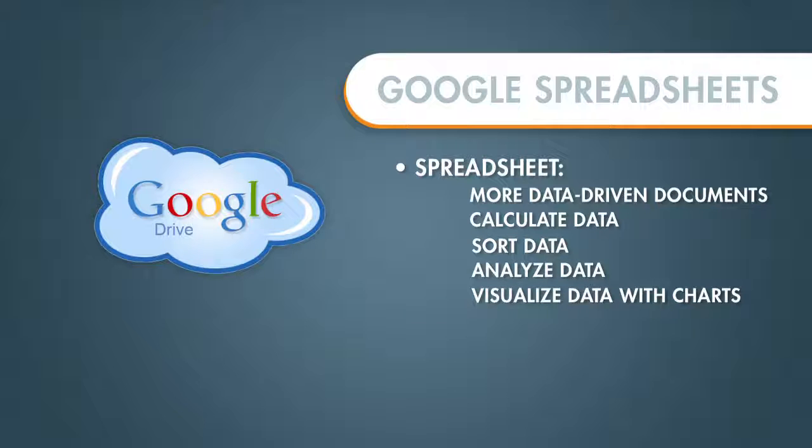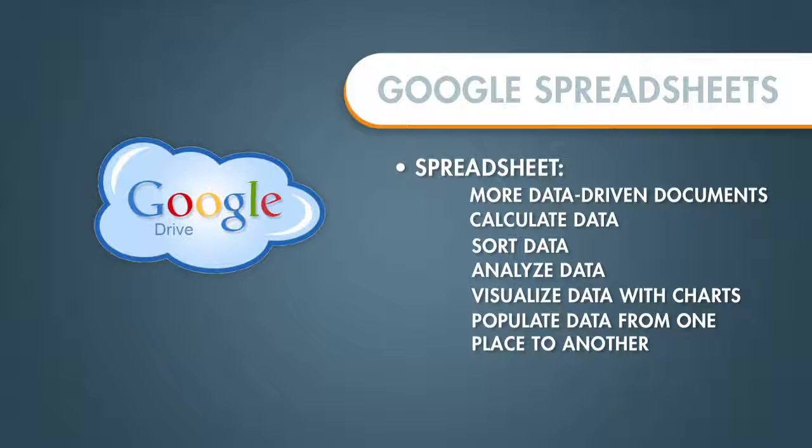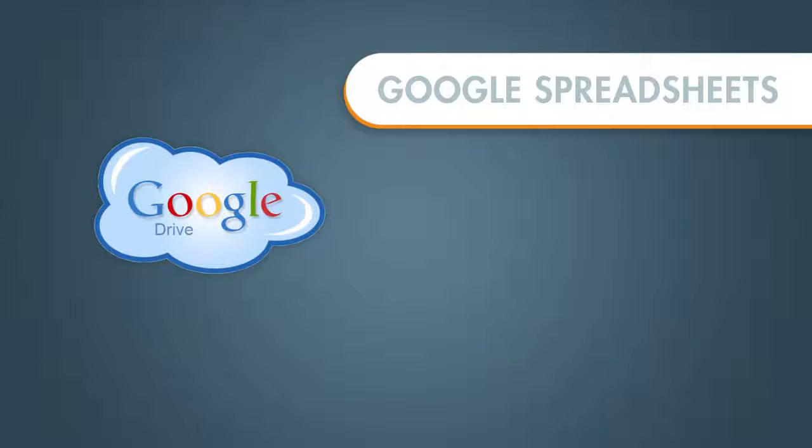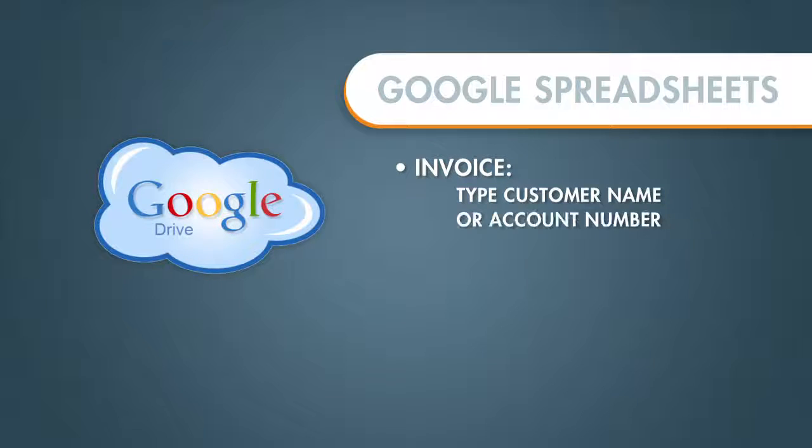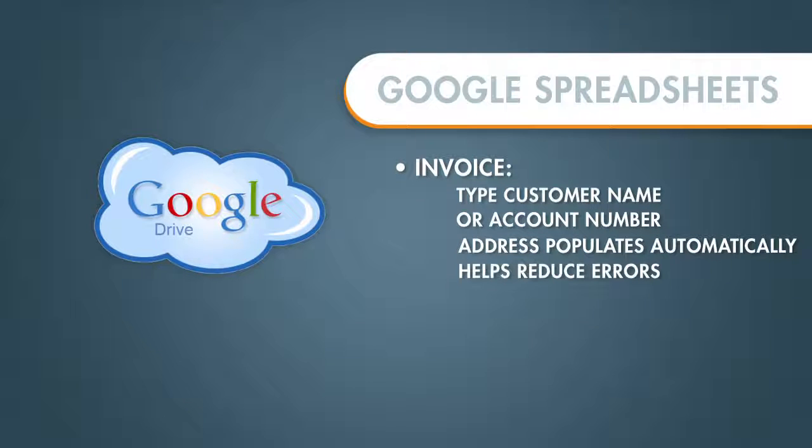And a great thing about Google Spreadsheets is that you can take your data from one place and populate it automatically in another place. This can be extremely useful. For example, in an invoice example, you could type in your customer's name or their account number, and then their address could be auto-populated from a different sheet. This would be automatic. You wouldn't have to type in the address each time you want to set out an invoice. This can help reduce errors and improve your accuracy.